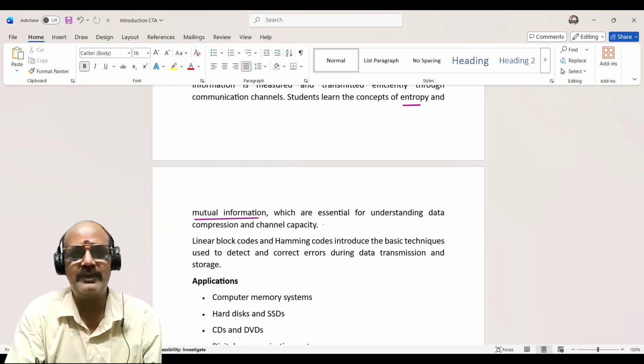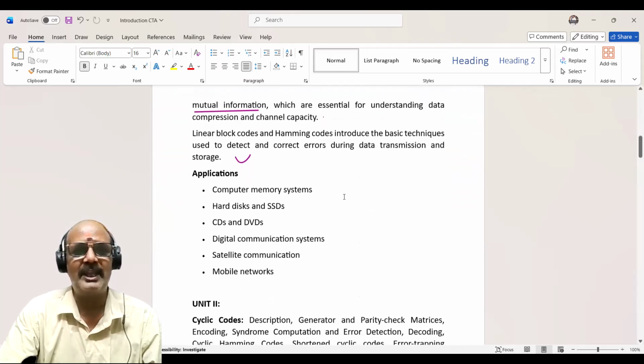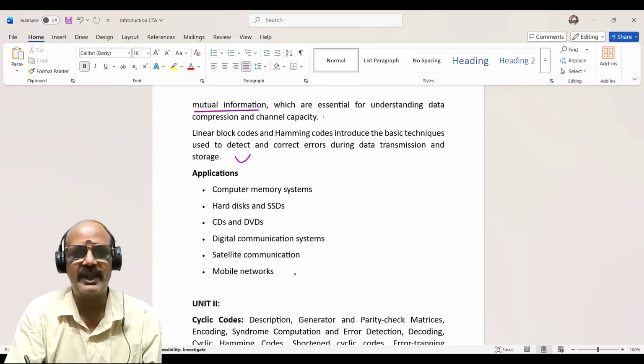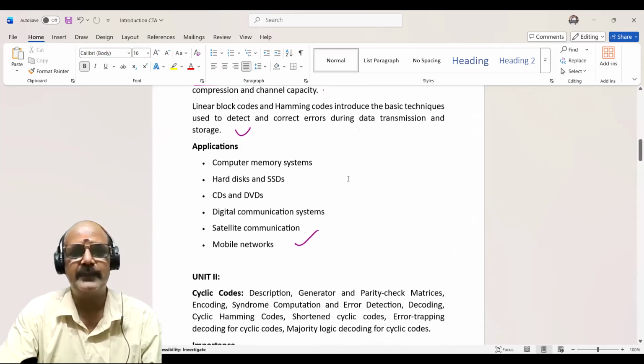Next one is the linear block codes. Hamming codes introduce the basic techniques used to detect and correct errors during data transmission and storage. With the help of mathematical models and matrices, we detect the transmission errors present in the transmitted data and correct them at the receiver side. Block code applications: computer memory systems, hard disks and SSDs, CDs and DVDs, digital communication systems, satellite communications, and mobile networks.